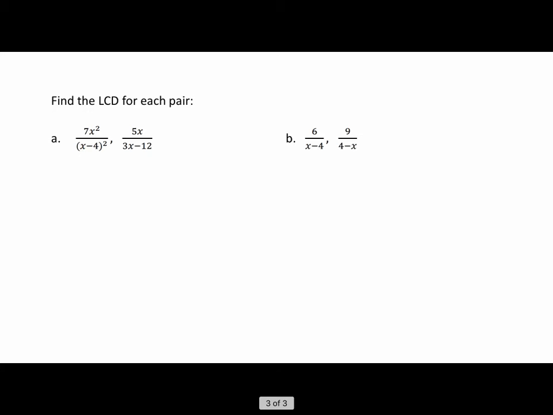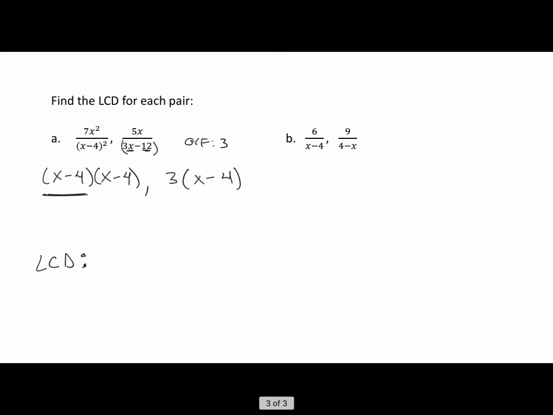Find the least common denominator for these pairs. Okay, so example A here. I have x minus 4 squared, which is completely factored. If I just want to write that twice, that's fine. And then 3x minus 12, which is more than one term, so lock it up as a factor. And that's not completely factored, right? Because if you look at those two terms, they share a common factor of 3. So let me factor that out, divide from those terms to see what remains. And now that that's completely factored, I can find the least common denominator.